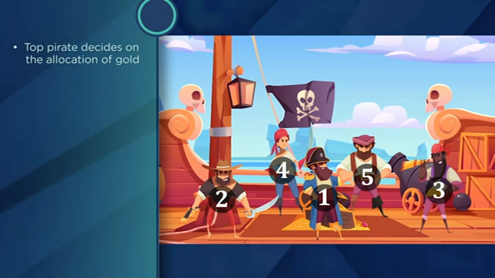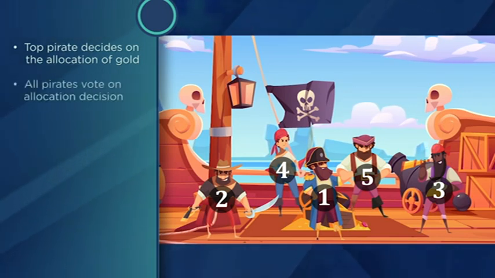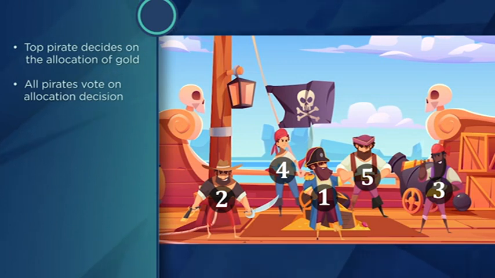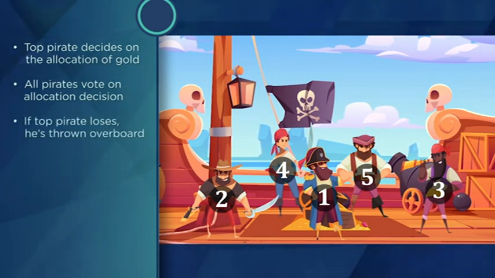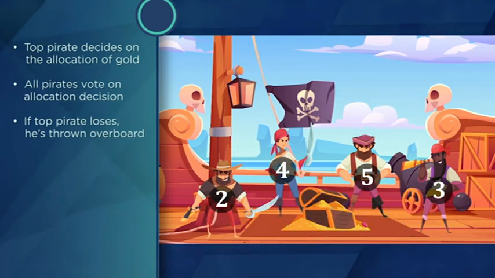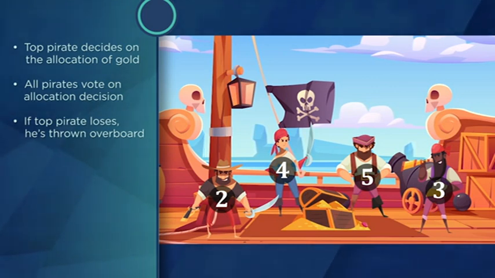Once he decides on his allocation, all of the pirates vote on it, including the top pirate himself. If the vote is to accept the top pirate's proposal, then the gold is so divided, and that's the end of it. But if the top pirate loses the vote, then he's thrown overboard, and the process starts anew with the next pirate in line. And this repeats until a division is adopted.